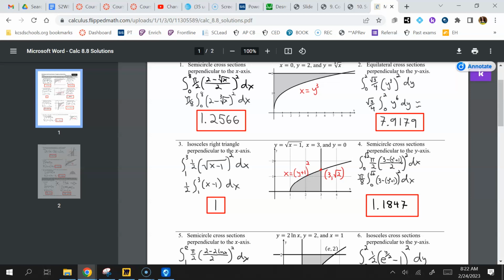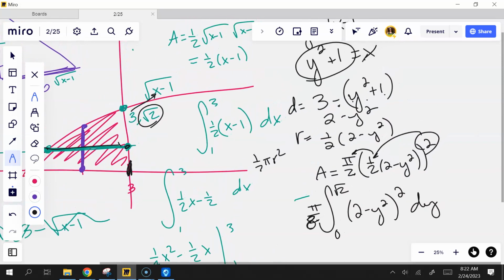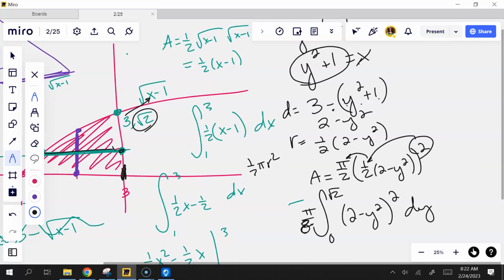They didn't pull anything out to start with. They went 0. Oh yeah, they did pi over 8. There's their pi over 8. Yeah, I think that's what happened because we simplified here. So let's see.